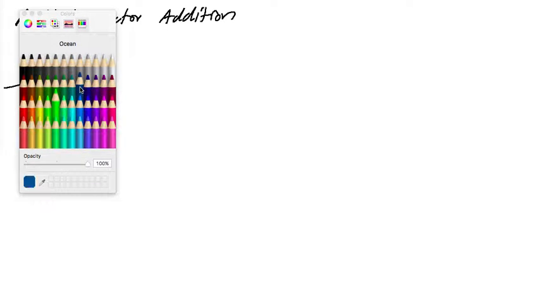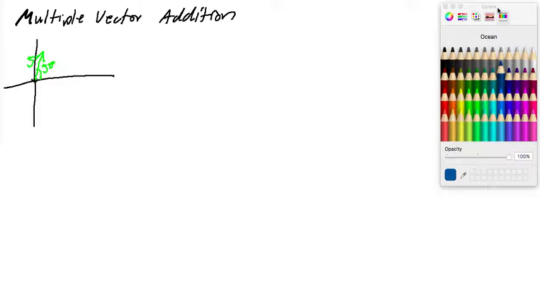Now we're going to make our second one. Our second vector was of magnitude 10 at 25 degrees. And now let's say we have a third vector, given magnitude 15 at a 45 degree angle. I think I might change from yellow later because it's not very visible.